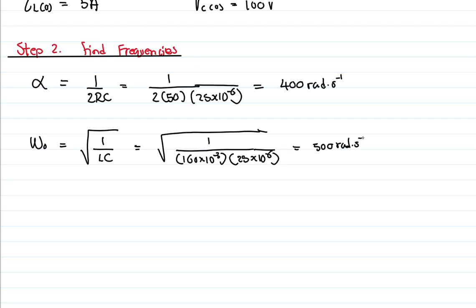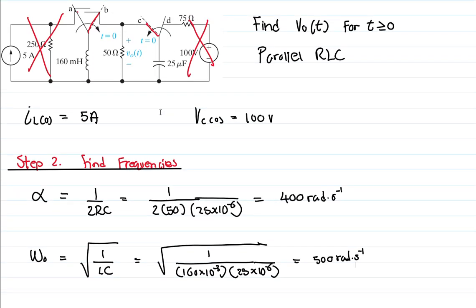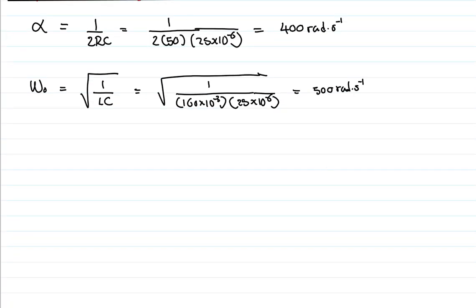radians per second. Now that we have the frequencies, we have to determine the response of our RLC circuit. So let's say step 3, determine the response.